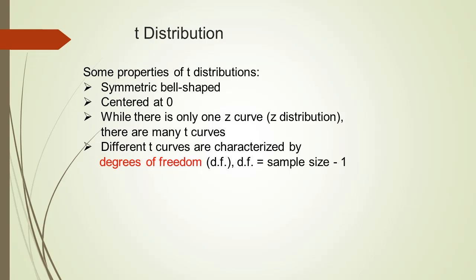While there is only one z-distribution, there are many t-distributions. Each t-distribution is characterized by its corresponding degrees of freedom, also known as df, which is the sample size minus 1. Note that the degrees of freedom here is always an integer.